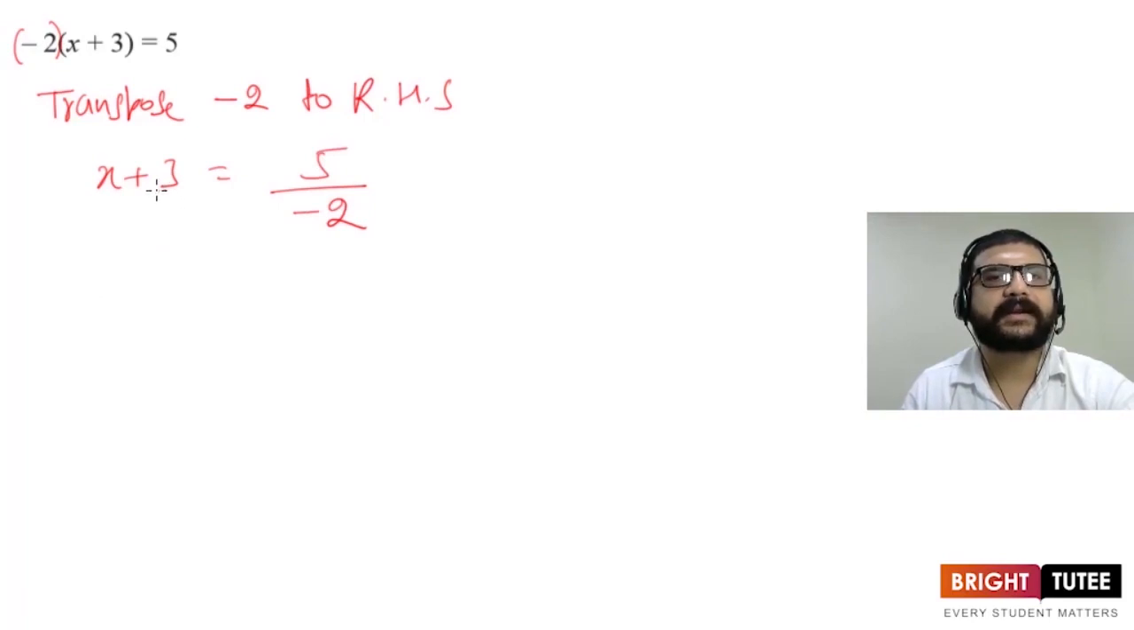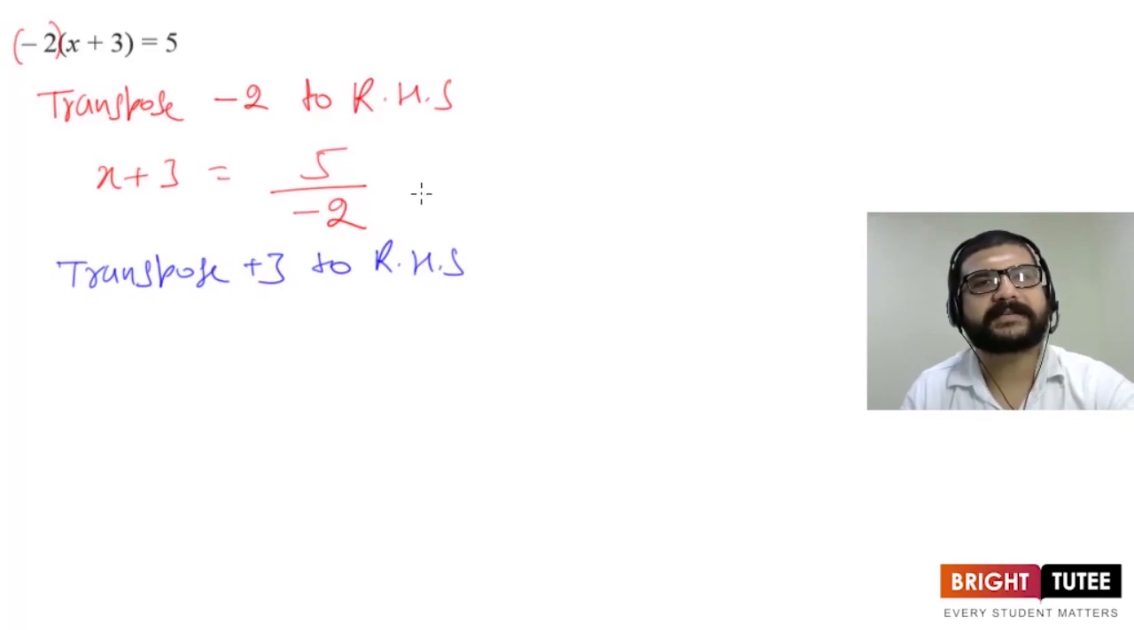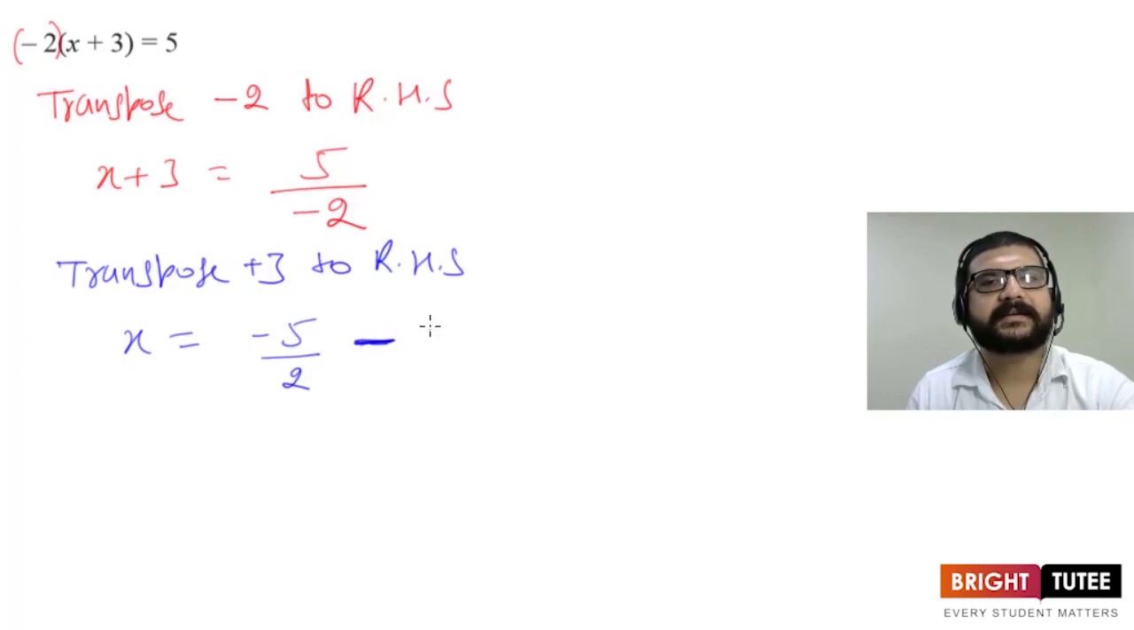Now to get rid of this 3, we can transpose this 3. So what we are going to do is transpose plus 3 to the RHS. This time this plus 3 will become minus 3, because here this 3 is added to the variable, it is not multiplied with the variable, so it will become minus when it is transposed. So we will get x is equal to 5 upon minus 2, we can write it as minus 5 upon 2, this will be minus 3.